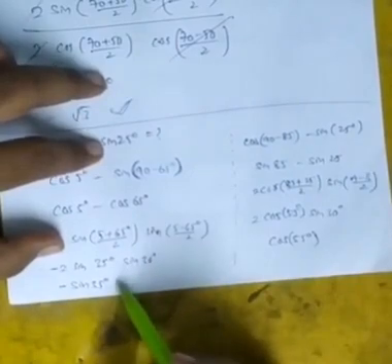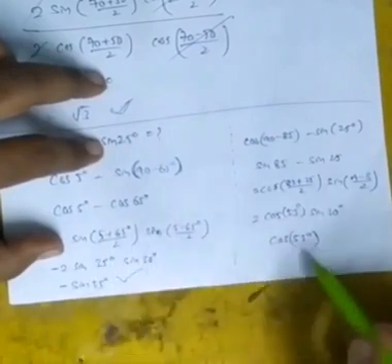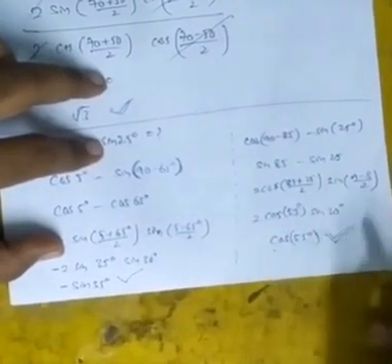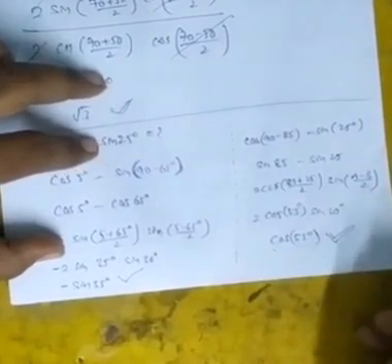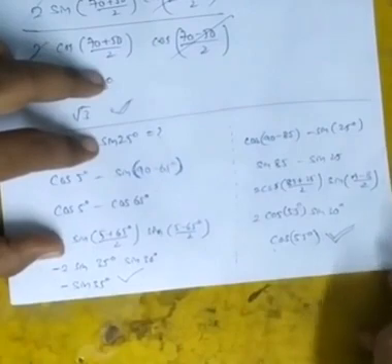By looking at the options, we need to mark the correct answer. So it may be minus sine 35 degrees or cos of 55 degrees. We have two answers here. So the answer could be either one. Please mark the correct answer.